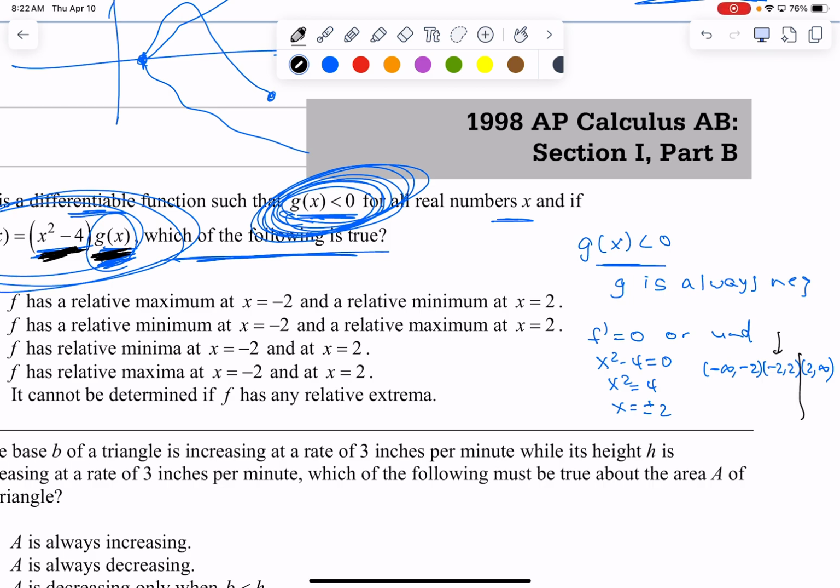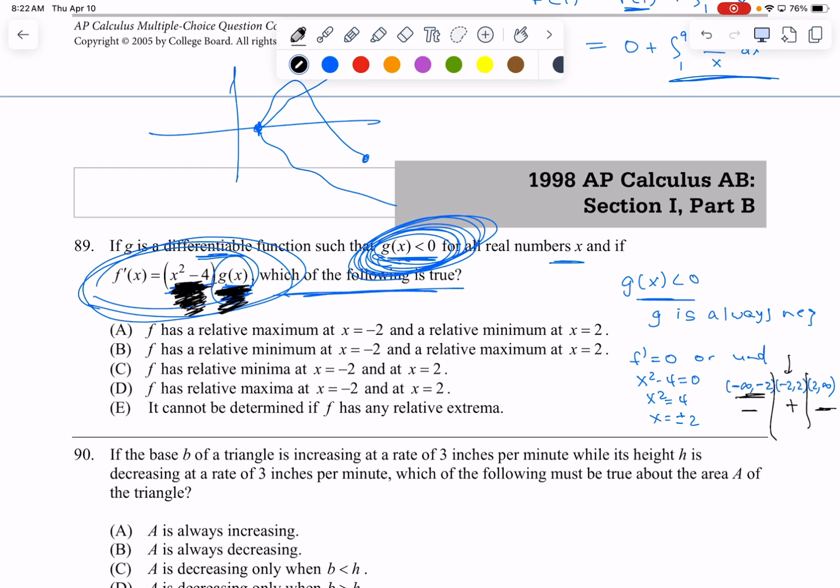Positive. Now, if you're unsure whether they're alternating, let's go through. Negative 3 would make this positive, and this is always negative, so that'll be negative. So it should alternate. 3 makes this positive again, right? And that's always negative. So yes, it does alternate.